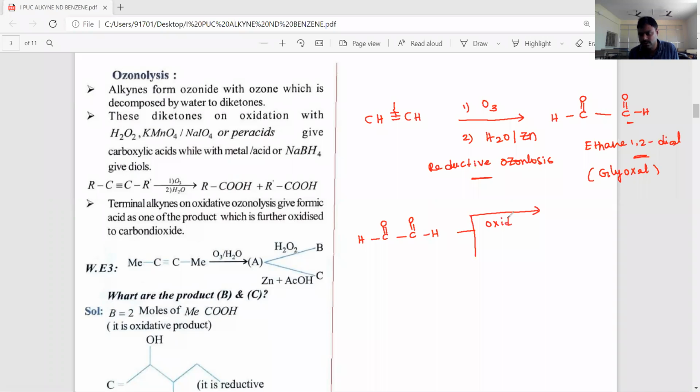Do oxidation in the presence of hydrogen peroxide H2O2 or sodium periodate NaIO4. The carbon-carbon single bond between the carbonyl groups will break to produce 2 moles of acid, H-C double bond O-OH, that is, formic acid.